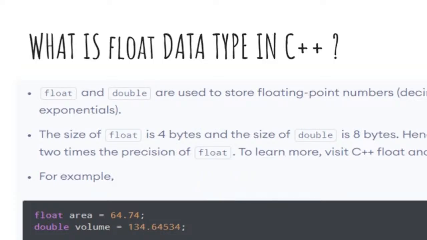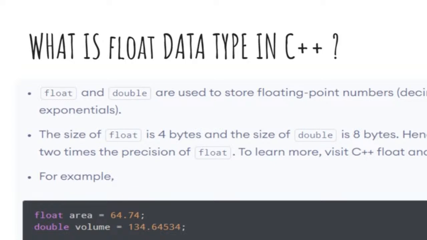We can also use these two data types for exponentials. I'll show you one more example of how to use them for exponentials. So here, as you can see, double distance is equals to 45e12. Now let me explain this line of code. Here we are having a variable called distance. The name of the variable is distance.